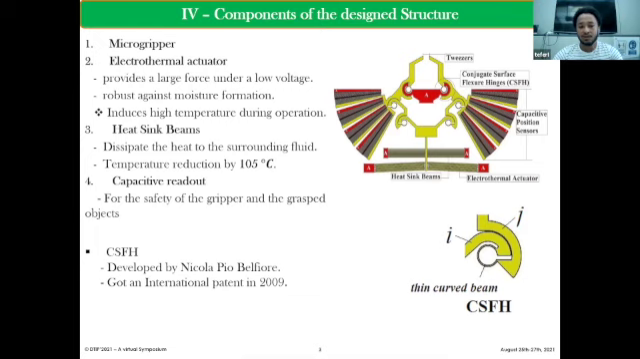To control this high temperature, as you see here, we added heat-sink beams in cascade with the electrothermal actuator. These heat-sink beams will dissipate the heat to the surrounding fluid or the device frame. By using these heat-sink beams, we could reduce the temperature around the tweezers by 105 degrees Celsius. And the other component is the capacitive readout, for the safety of the gripper as well as for the safety of the grasped objects. These capacitive readouts are important.